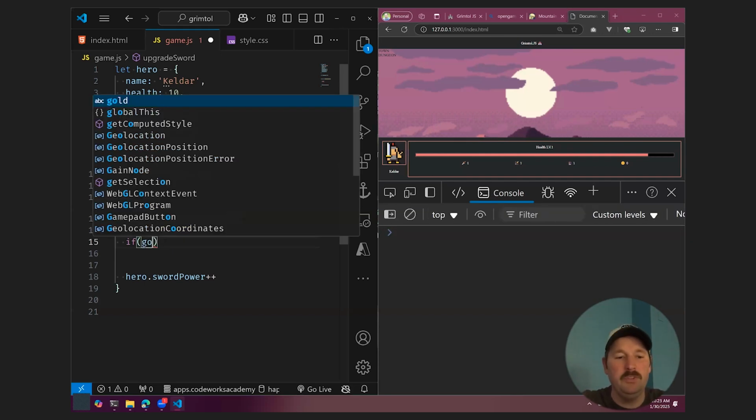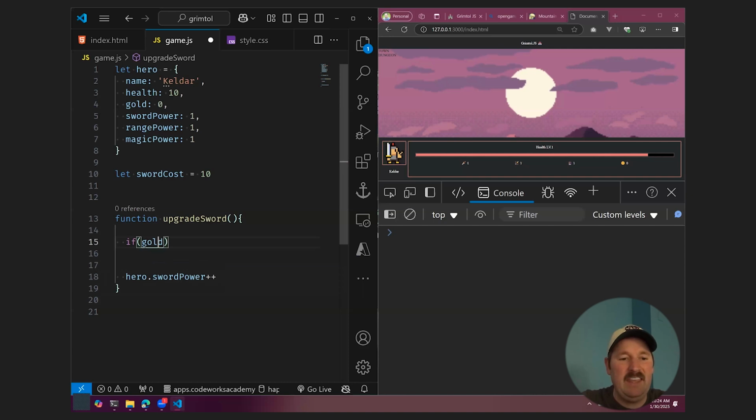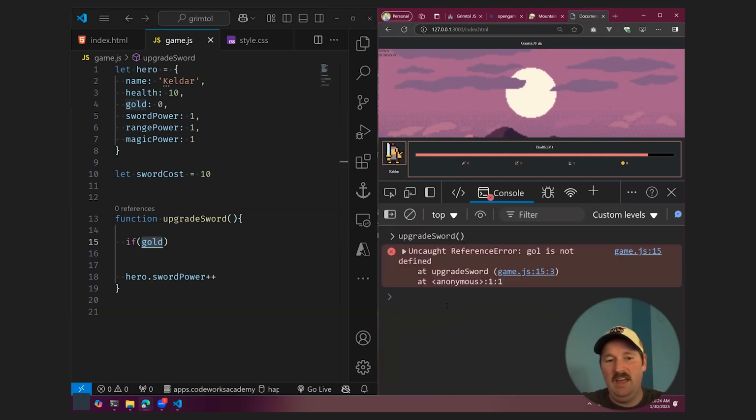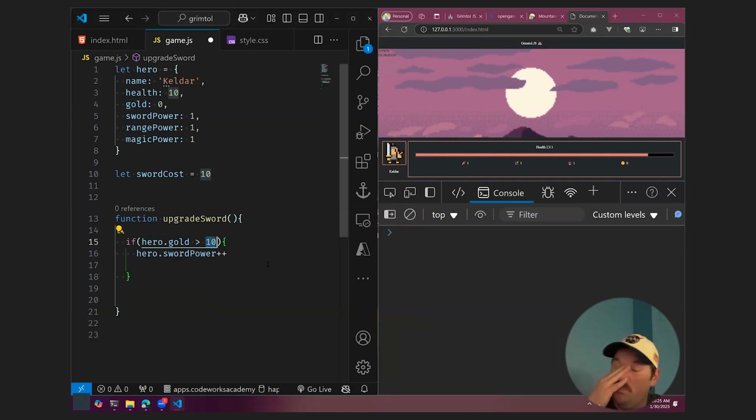If whose gold? I can't just say gold, because the computer would just be like, dude, what do you mean? If I just say upgrade sword, it's going to be like, I don't know what gold is, man. What I probably want to use instead of just putting 10 here is this variable I created right here, sword cost. Because once you buy one sword, the cost continues to go up and up and up. So I don't want to just put in a hard fixed number right here.